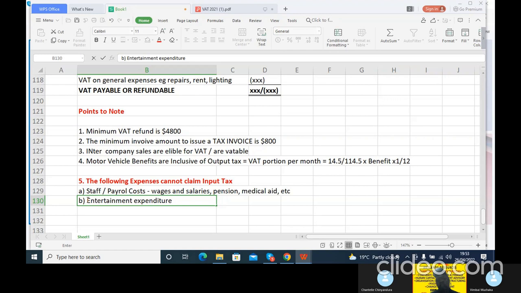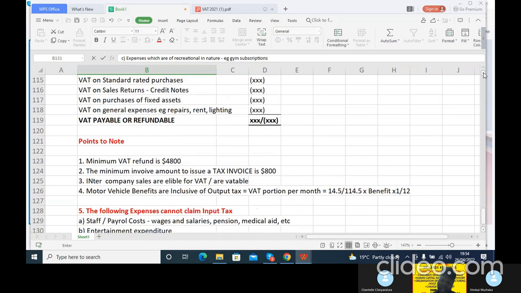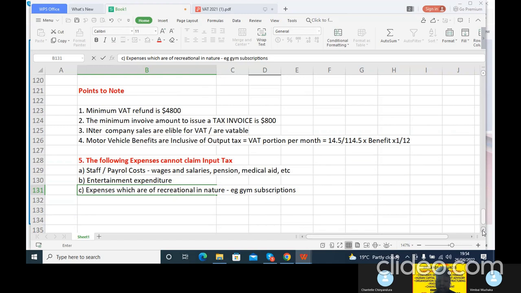Entertainment expenditure has no VAT. This also covers expenses which are of recreational nature, like subscriptions to a gym. If you pay for the MD to go to the gym, you don't claim input tax, meaning here we less input tax. Not every expense is claimable.